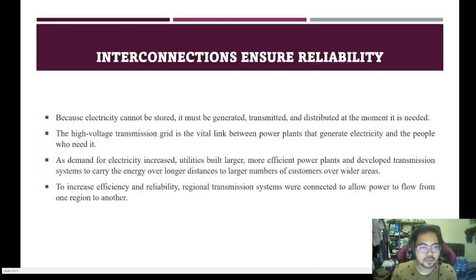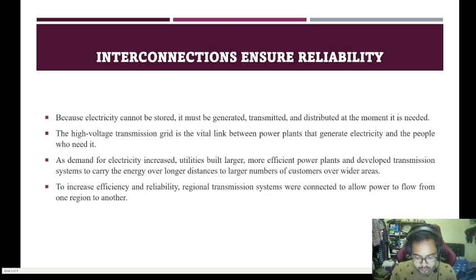Okay, for the last part is interconnection ensure reliability. Because electricity cannot be stored, it must be generated, transmitted, and distributed at the moment it is needed. The high voltage transmission grid is the vital link between power plant that generate electricity and the people who need it.